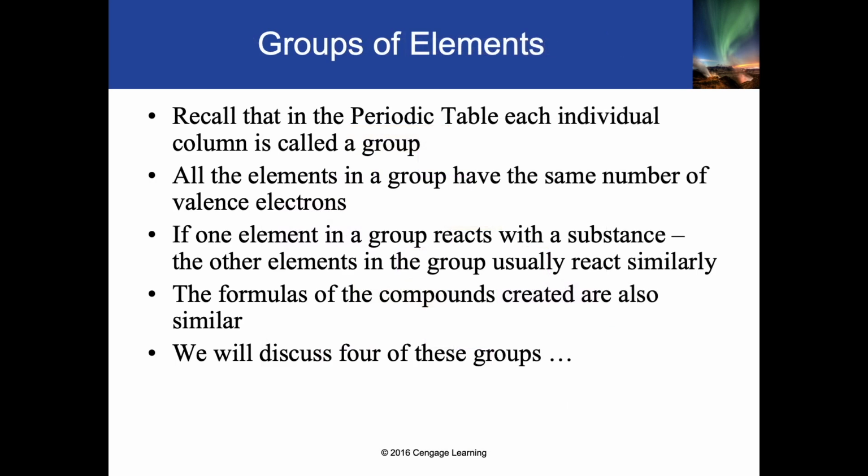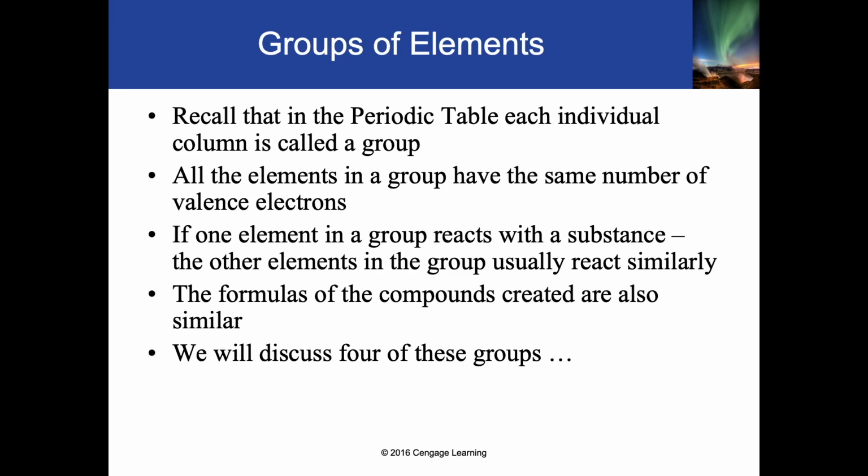So recall that in the periodic table, each individual column is called a group, right? We know that already. And all the elements of a group have the same number of valence electrons. We talked about that last week, right? For example, in group 7, they have 7 valence electrons. In group 6, 6 valence electrons. Group 5, and so on.